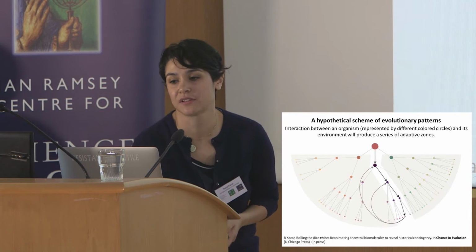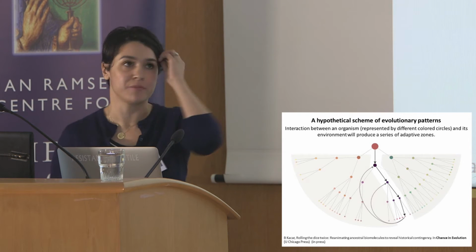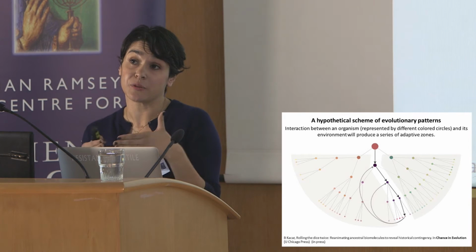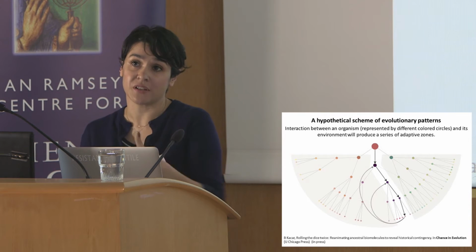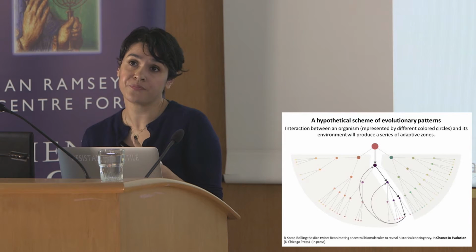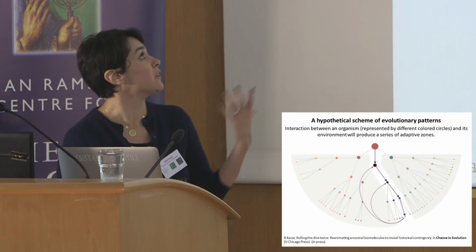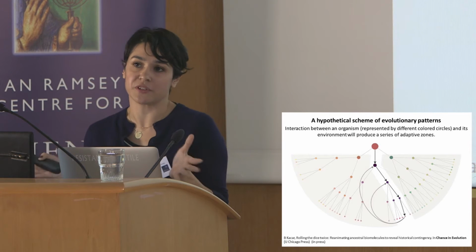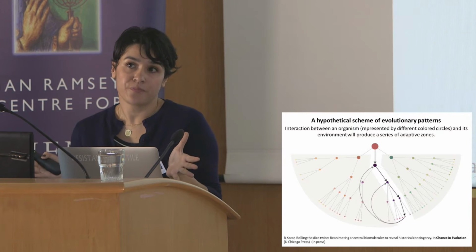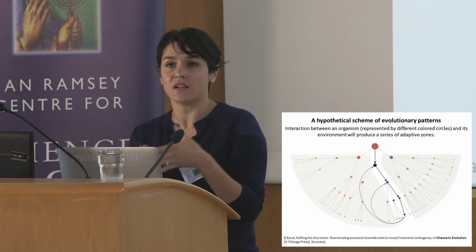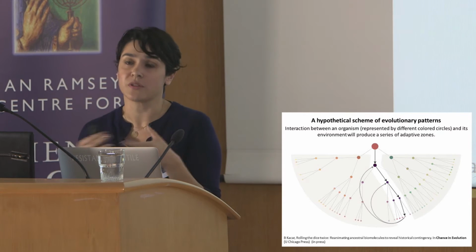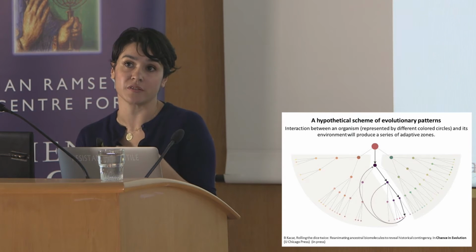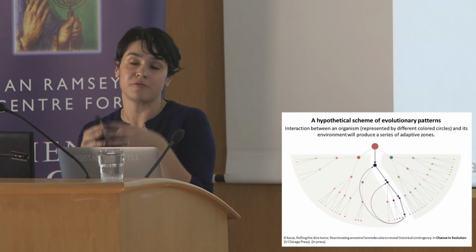So this is a hypothetical scheme of evolutionary patterns. As I said, I am particularly interested in replacing a modern gene with an ancient gene inside the system. The interaction between an organism and its environment will produce a series of adaptive zones, after all. And the components of the cell not only interact with the environment, but they also interact with one another as well. It's a very complex network, a very complex set of interactions that is making this whole cell function.